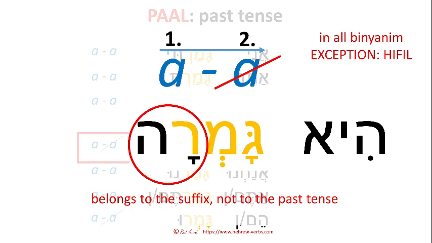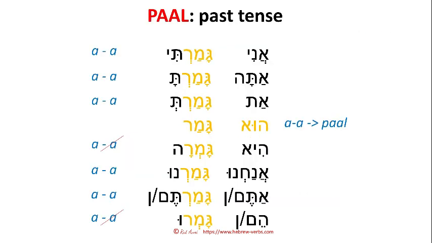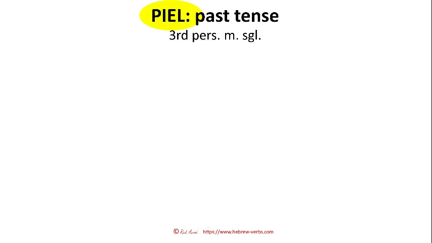So the third person female singular does not have a second vowel, or meaning in every binyan it is like this. Except in PIEL, this is where we keep the second vowel. The same is for hem, hen. And now we have a look at PIEL. PIEL past tense.